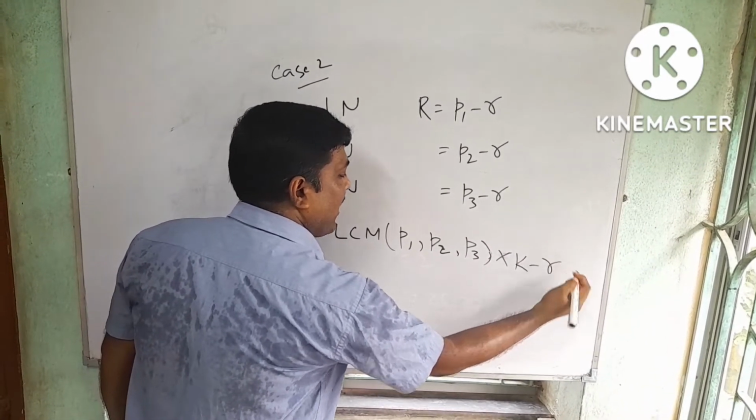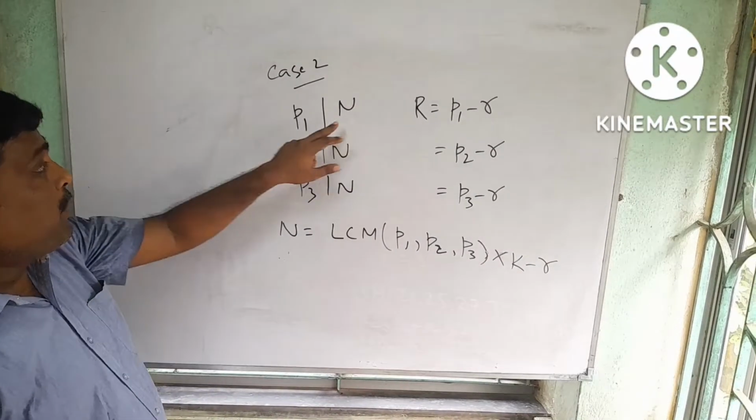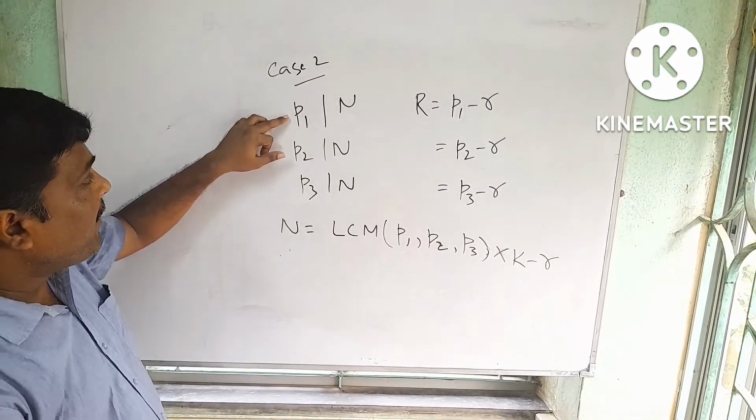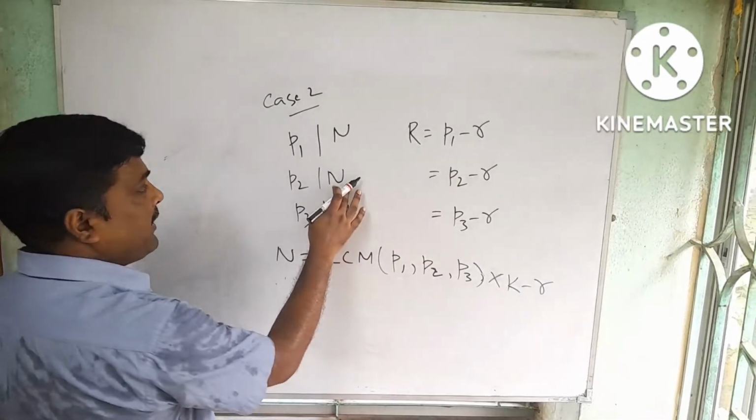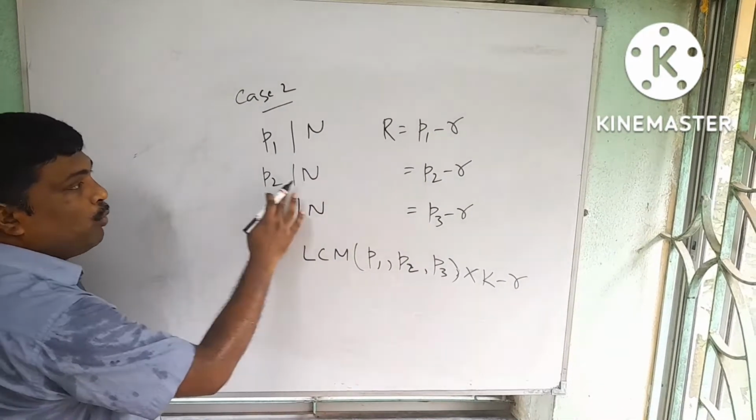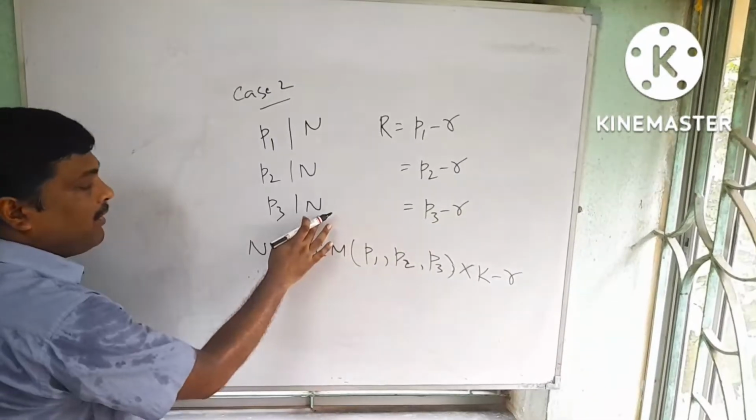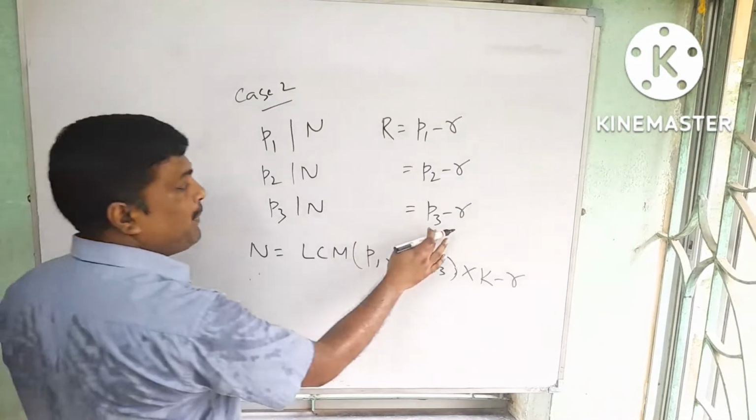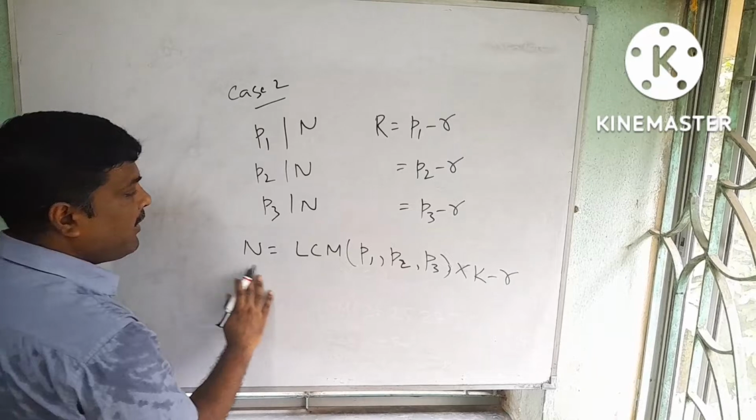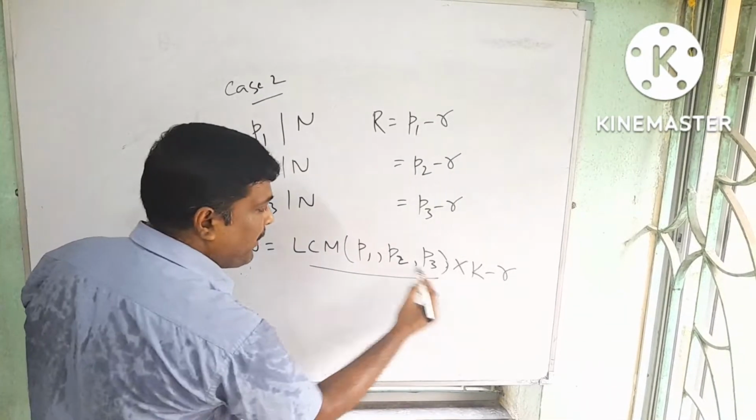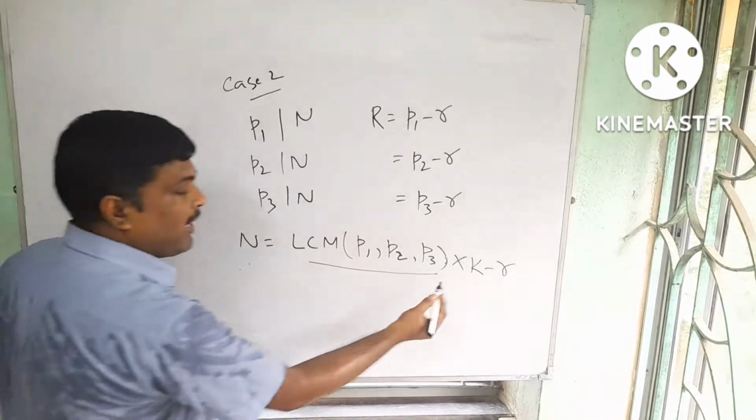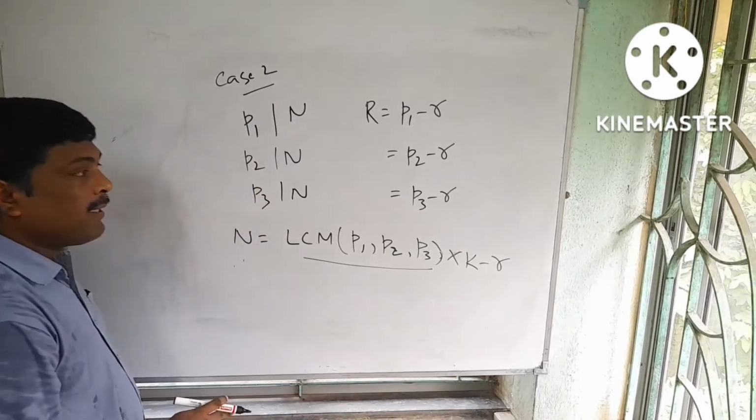k minus r. Okay, suppose n is one number, dividing that number by p1, remainder is p1 minus r, dividing the same number n by p2, remainder is p2 minus r, dividing the number n by p3, remainder is p3 minus r. Then n can be written as LCM of p1, p2, p3 into some natural number k minus r.